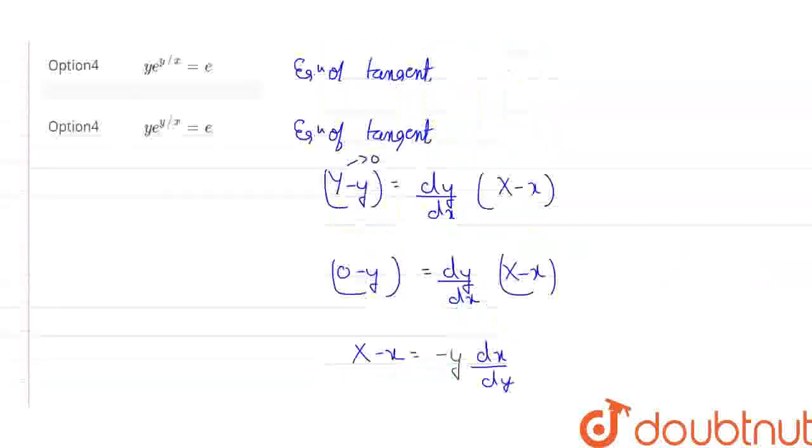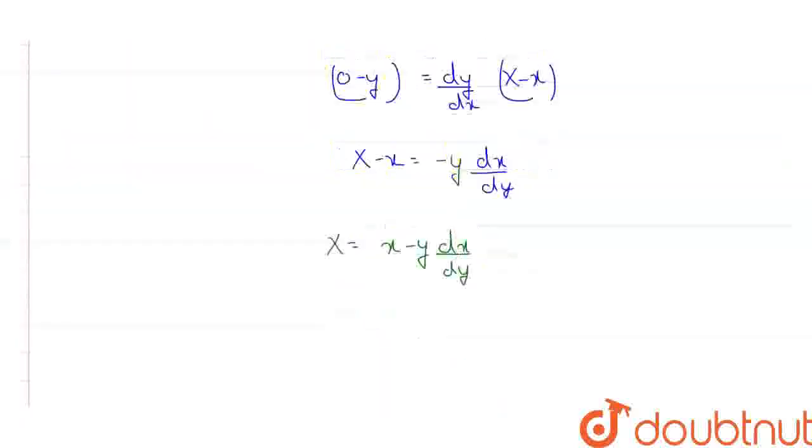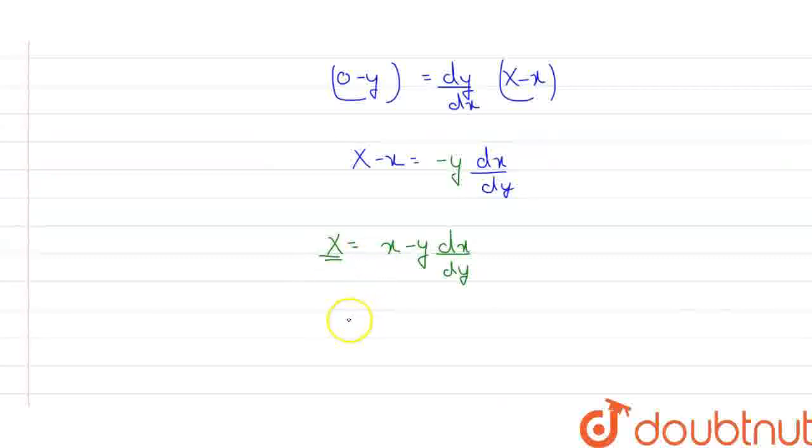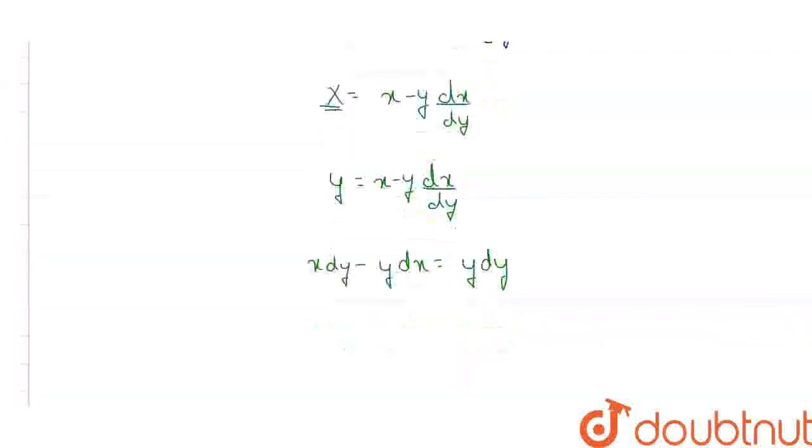Before moving further, the question says the x-intercept of the tangent to a curve is equal to the y ordinate of the point of contact. Y ordinate means y here, so this capital X value will be y. So y equals x minus y dx by dy. Taking the LCM with dy, this becomes x dy minus y dx equals y dy, if I multiply on the LHS side.